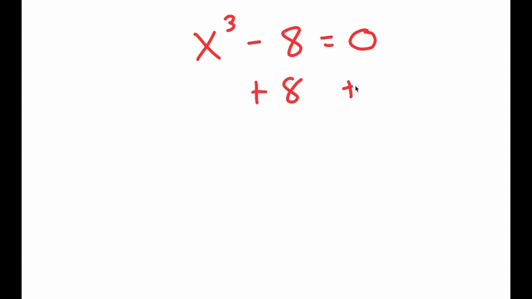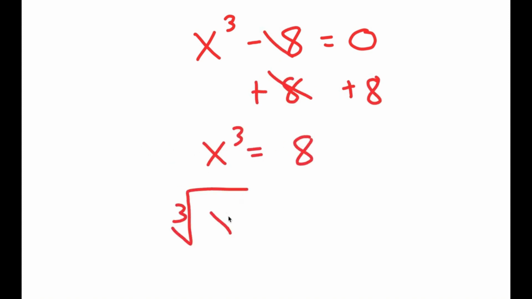Alright, so in this video, I'm going to solve the equation x to the power of 3 minus 8 is equal to 0. So how most people solve this equation is they add 8 on both sides. So I get x to the power of 3 is equal to 8. And then they take the cube root on both sides.